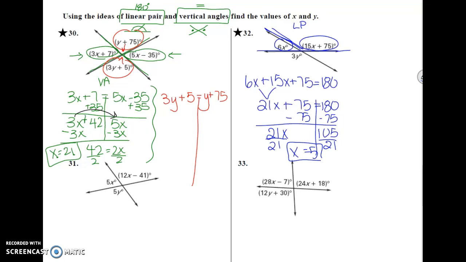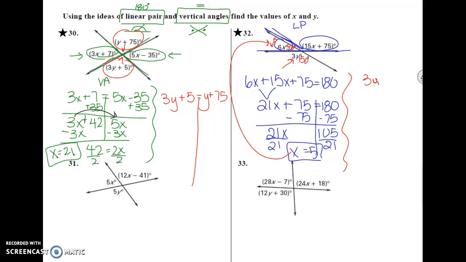Now when I want to go back and find y, I notice that there's just one of them. So in this case, we're going to use this 5. We're going to take it and plug it back into the problem. If x is equal to 5, I know that this angle is 6 times 5. It must be 30 degrees. And if that's 30 degrees, I know this side must be 150 degrees because they are next to each other. They are a linear pair.